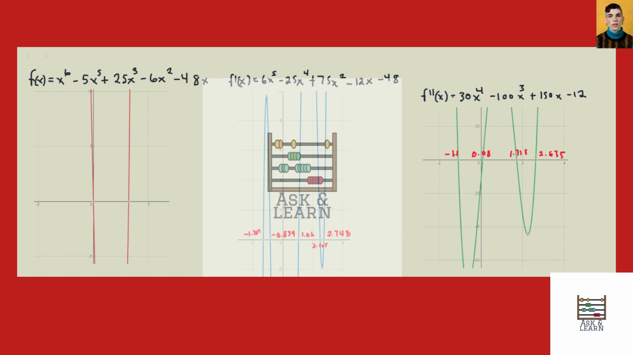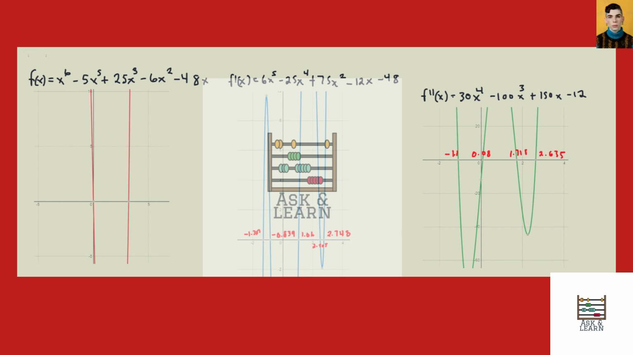We want to produce a graph of f equals x to the 6th minus 5x to the 5th plus 25x cubed minus 6x squared minus 48x. And we want to make sure that we include intervals of increase, decrease, extreme values, intervals of concavity and inflection, and we're going to use the first and second derivative graphs to do this as well.